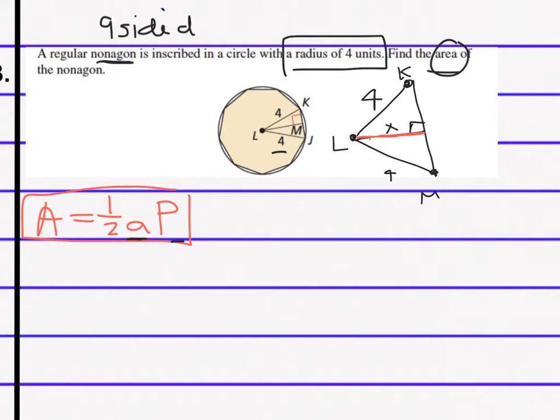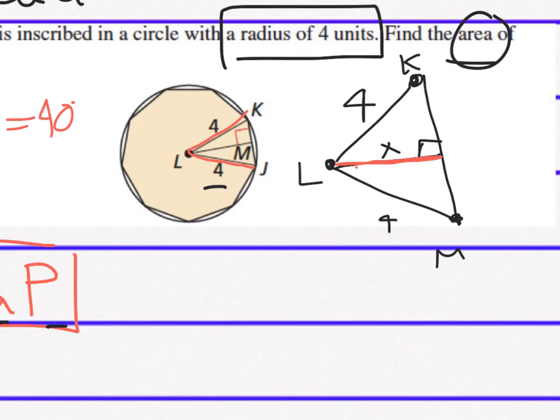Let's maybe start with finding the central angle. To find the central angle, every circle has 360 degrees, divided by 9, a nonagon has 9 sides, I get 40 degrees. So my central angle, KLJ, is 40. That means each little part here is 20 degrees because the central angle, the big part, would be 40.